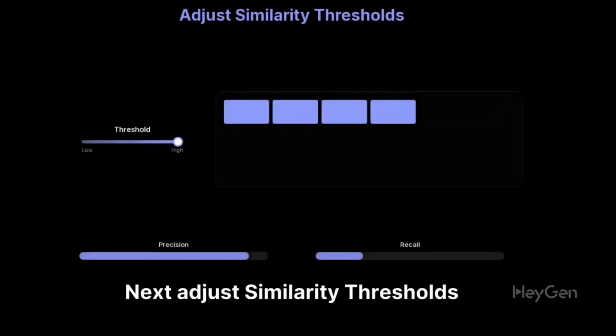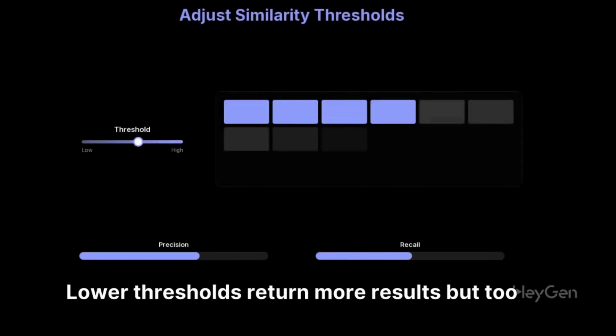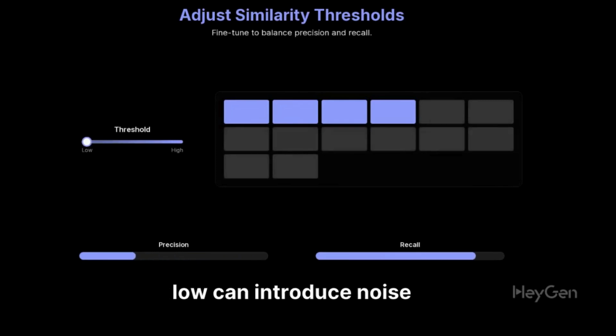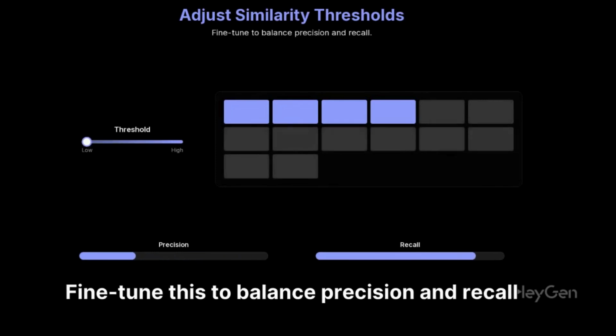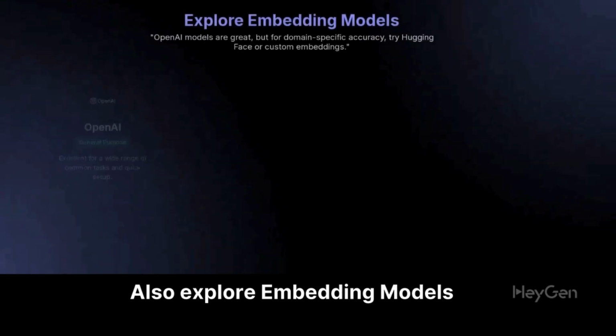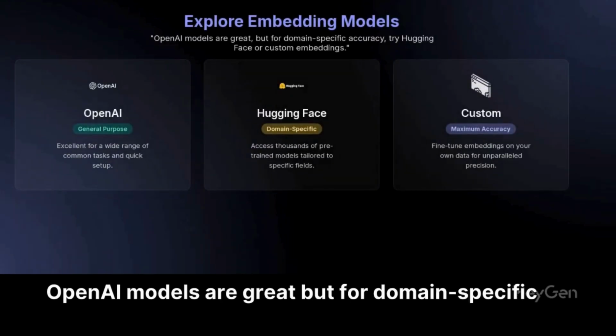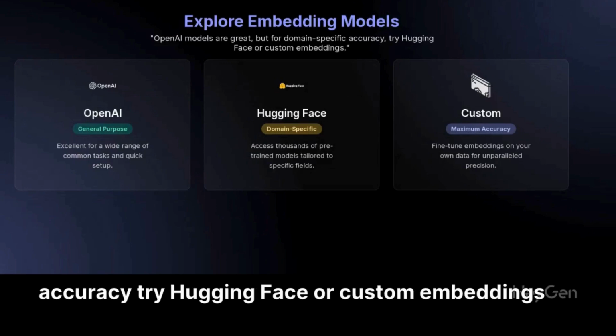Next, adjust similarity thresholds. Lower thresholds return more results, but too low can introduce noise. Fine-tune this to balance precision and recall. Also, explore embedding models. OpenAI models are great, but for domain-specific accuracy, try Hugging Face or custom embeddings.